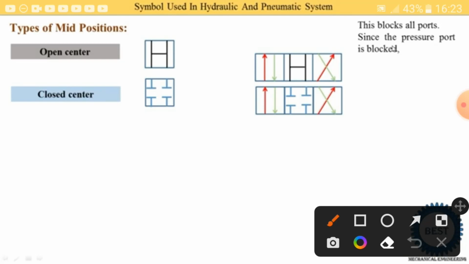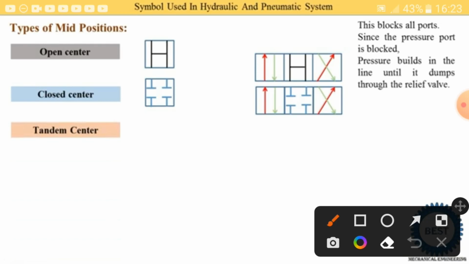That's why the pressure relief valve is the more important. So pressure builds in the line until it dumps through the relief valve. Now the third one is the tandem center. In the tandem center, the symbol is drawn here.